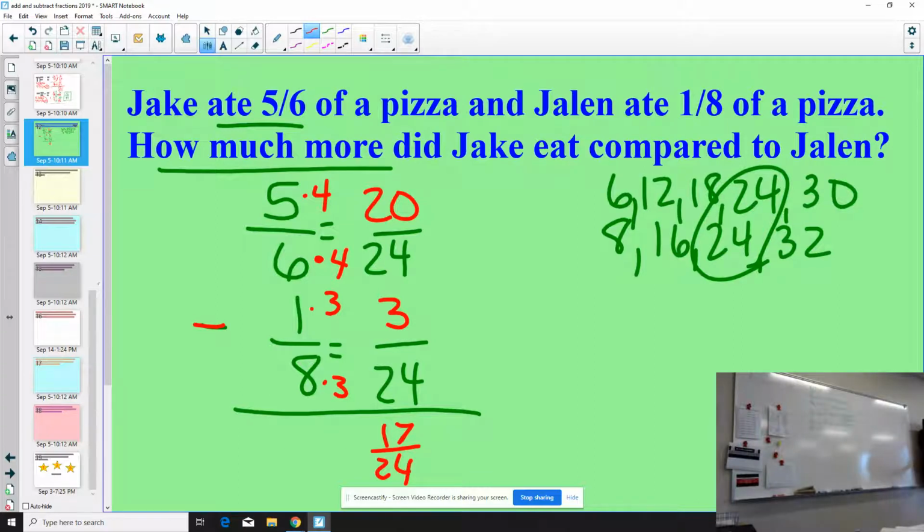Okay. Now I gotta see if that's in simplest form. Well, the only numbers that go into 17 are 1 and 17. 17 is a prime number, and 17 won't go into 24. And I don't want to divide by 1, so I'll get the same answer back. So see if you had 17 24ths.